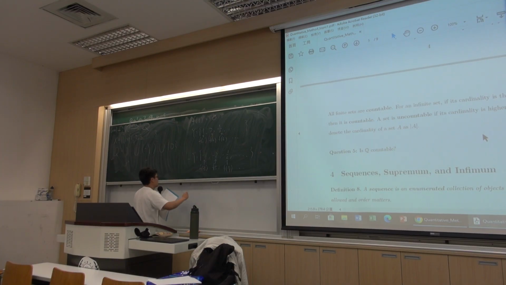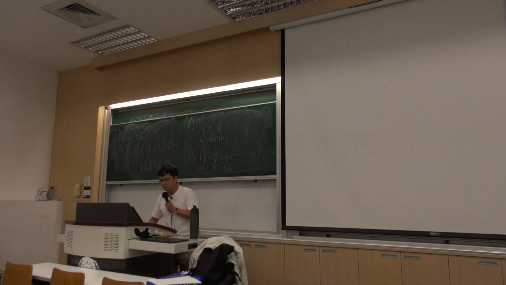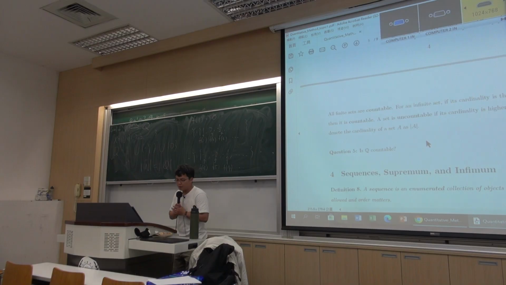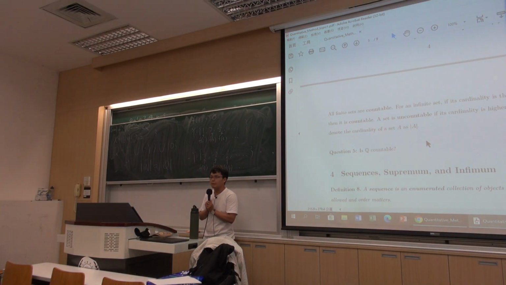So the cardinality of the natural numbers is equal to the cardinality of the rational numbers here. Okay, so the rational numbers are countable, because we find the bijection here.